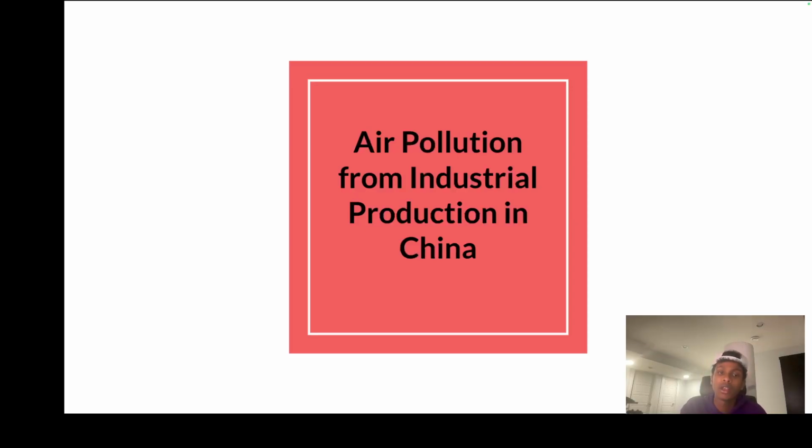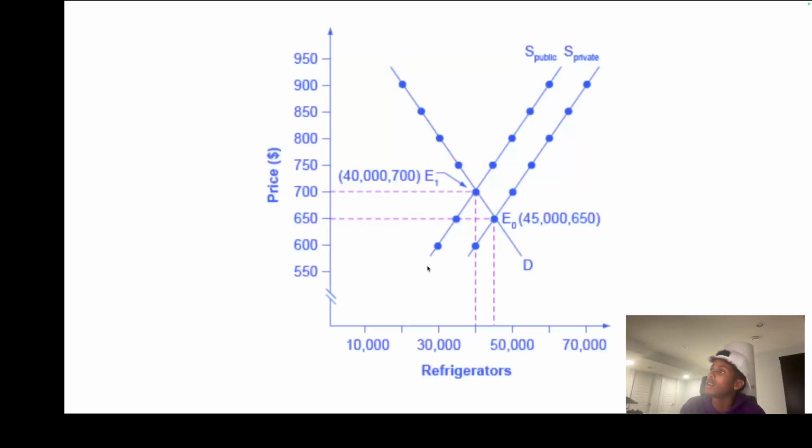We can illustrate this through a supply curve. Let's analyze the production of refrigerators and their price. Here we see that there's the private supply curve, which represents the cost of the production without internalizing the social cost. And then here we see the public supply curve, which internalizes the social costs. And here we see that there's a shift.